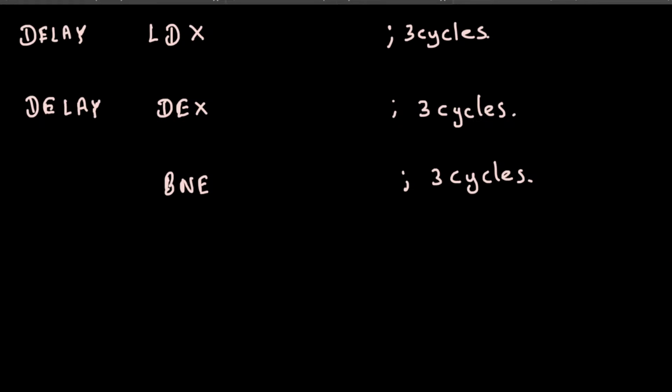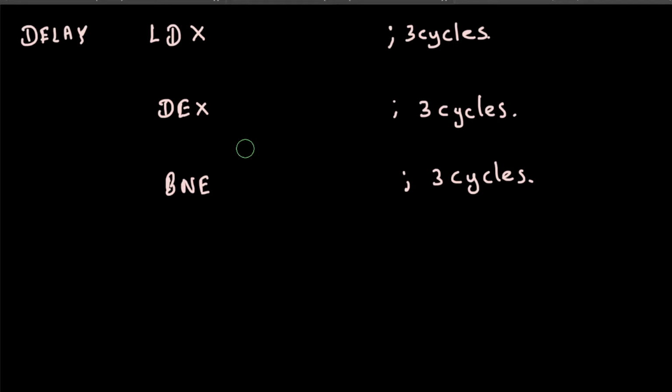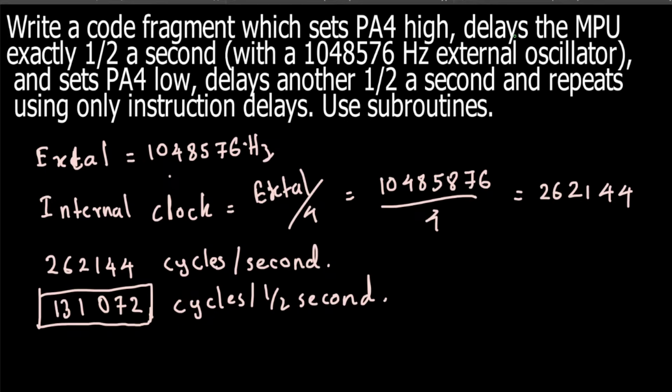Let's name this one delay loop. I put the same name here. You can name it anything you want, like loop 0, but you have to make sure that you put the same name here as well. That's the only thing. Just to be clear, delay loop, you put the same name here. So this loop is going to repeat again and again until it achieves the number of cycles that is required.